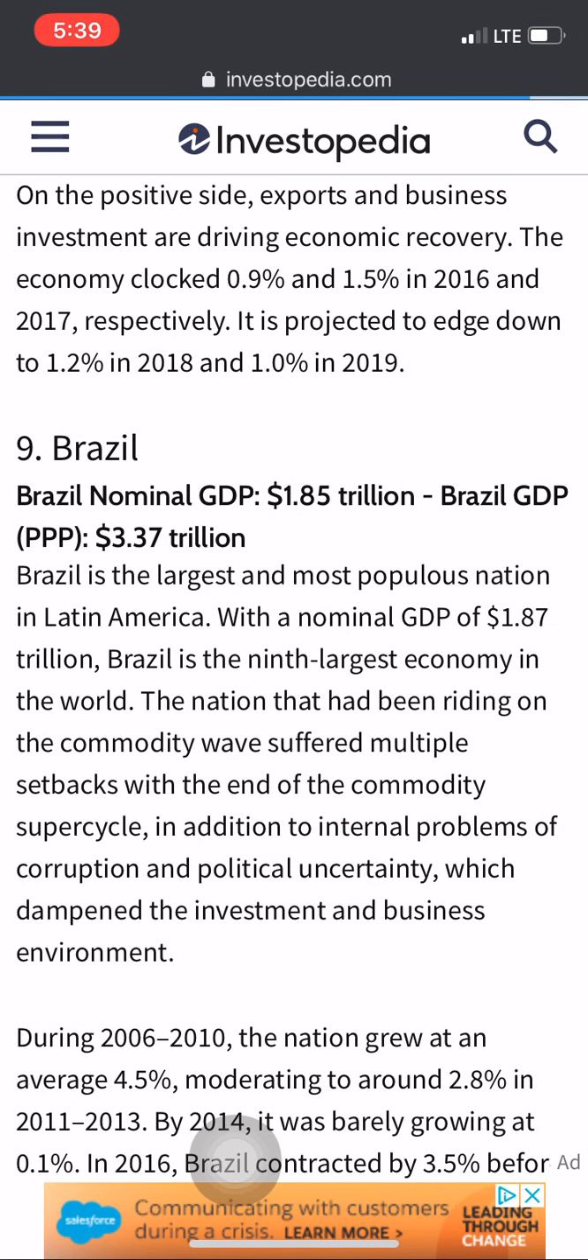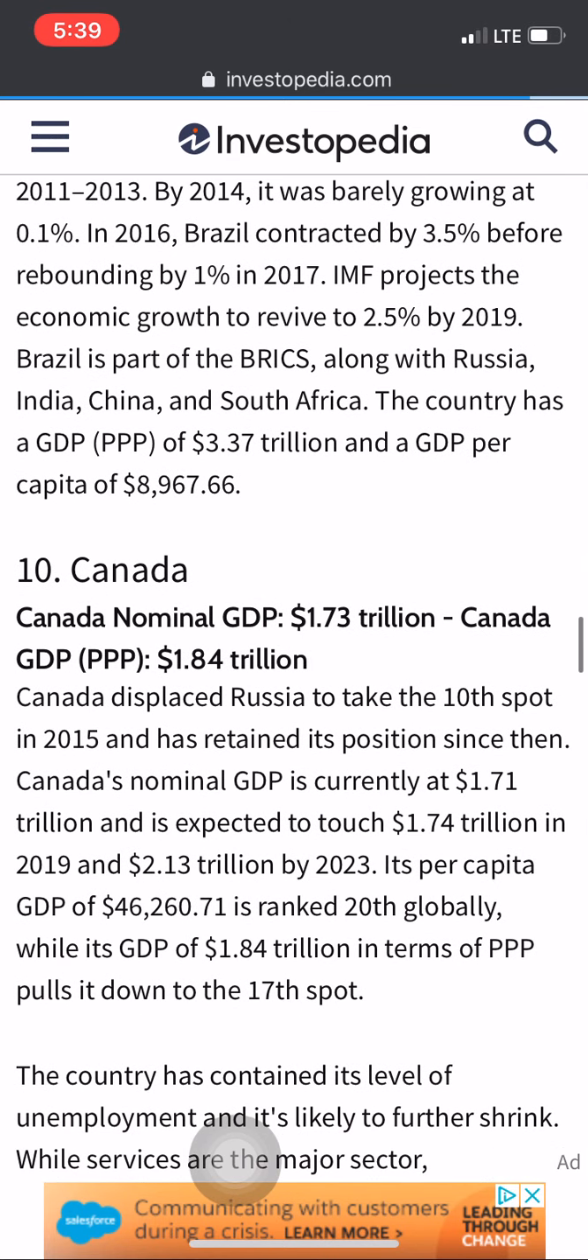Brazil, now this is again interesting. Nominal GDP is 1.84 trillion and PPP GDP is 3.37 trillion, almost double. Why is that? Brazil is a developing country. It's a low income country. That's why the currency in Brazil is much more devalued as opposed to the US dollar. That's why you can do many things in Brazil with $10, and you cannot do that many things in the US with $10.